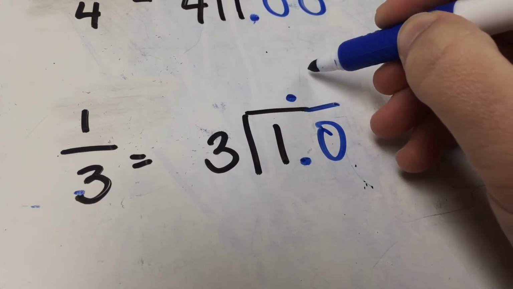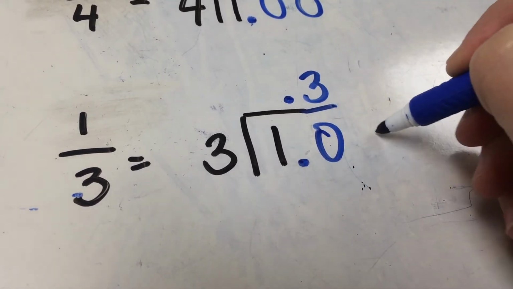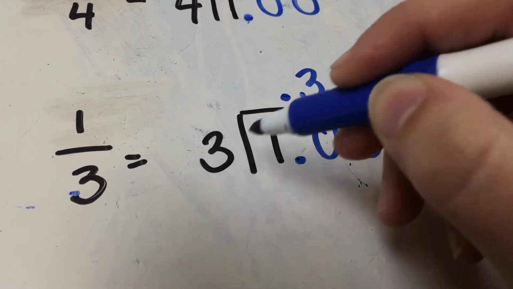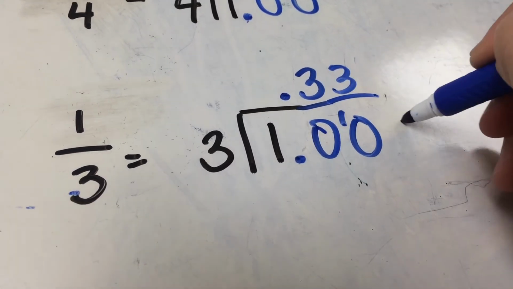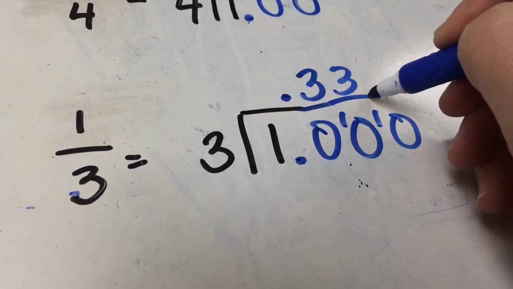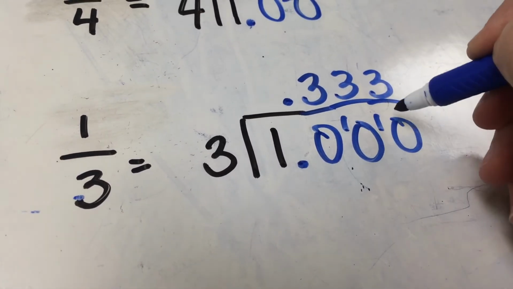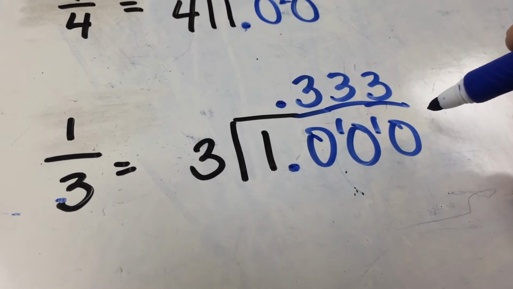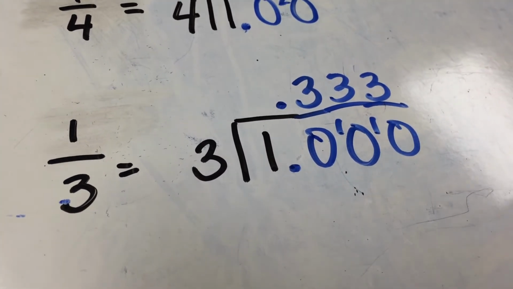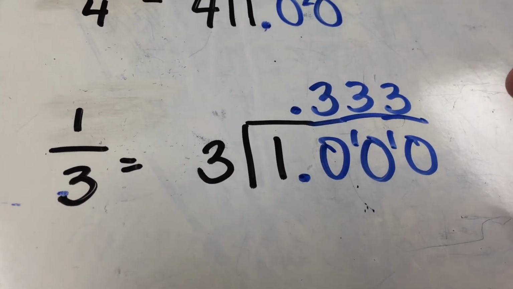3 goes into 10 how many times? 3 times with a remainder of 1. Again, 3 goes into 10 three times with a remainder of 1, and so on and so forth, because you can see that it's never going to change. You're always going to have a remainder of 1. You're always going to go into it 3 times, and it's never going to end.